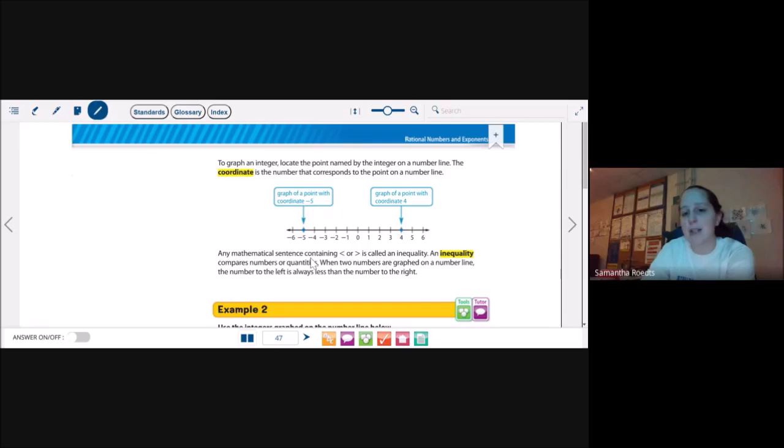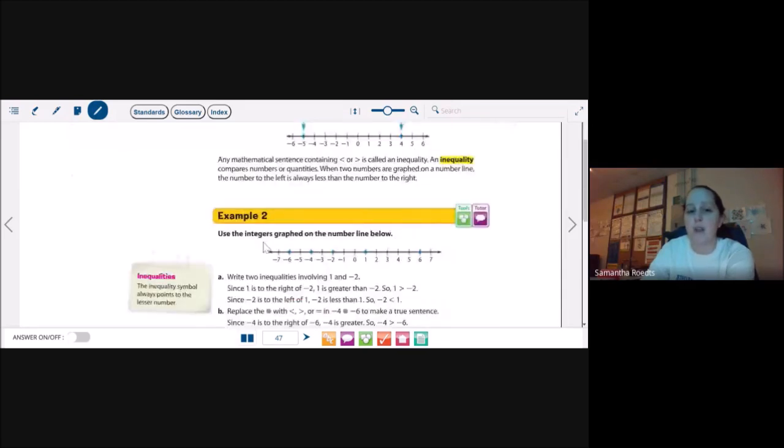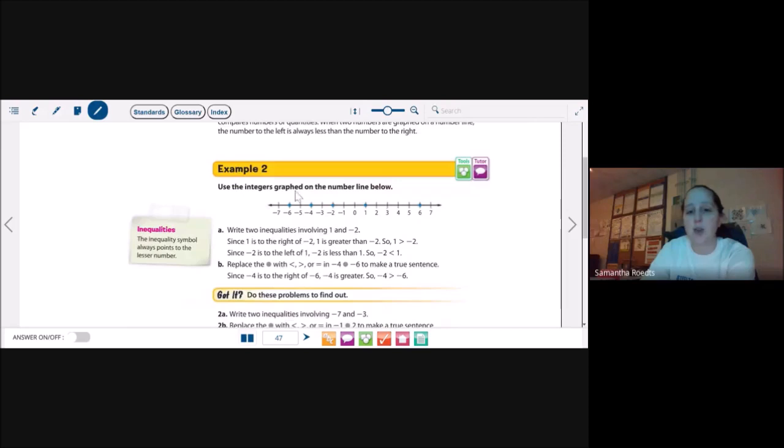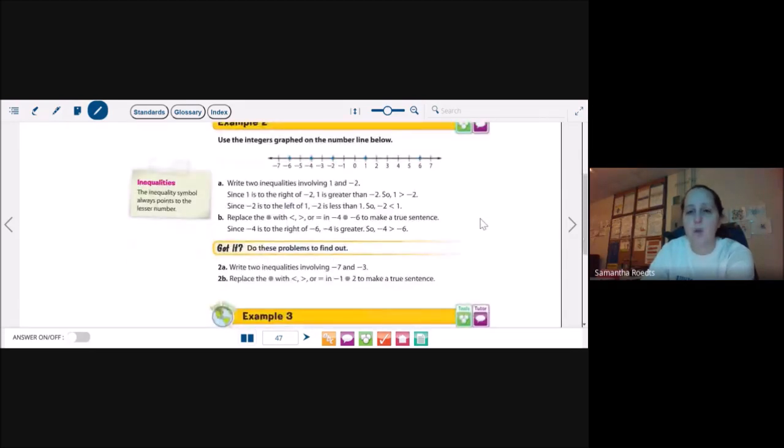Any mathematical sentence containing less than or greater than is called an inequality. An inequality compares numbers or quantities. When two numbers are graphed on a number line, the number to the left is always less than the number to the right. So example 2, use the integers graphed on the number line below. I have -6, -4, -2, 1, and 6 graphed. Write two inequalities involving 1 and -2.